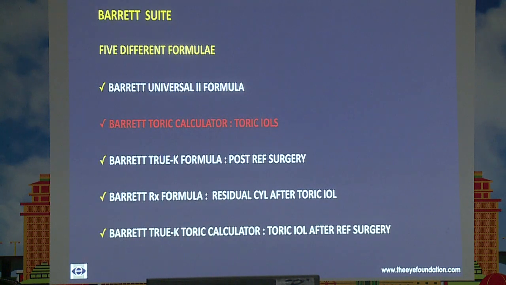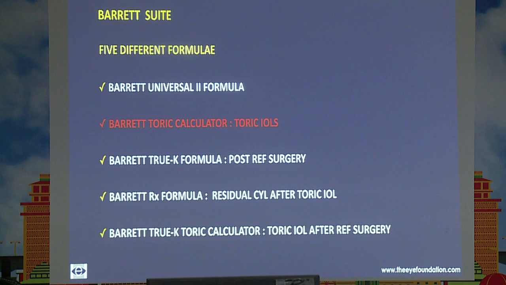It's extremely important that you use the right instrument and the right formula. There are several different formulae that we have nowadays in our armamentarium. We usually go with the Barrett toric calculator. Actually, when we put the patient on any of our optical biometers, the go-to formula is Barrett Universal 2 or the Barrett toric calculator. That tells us whether the patient is fit for a toric monofocal or toric multifocal, and then the entire counseling for the patient is done accordingly.